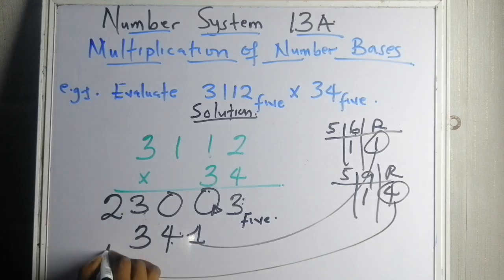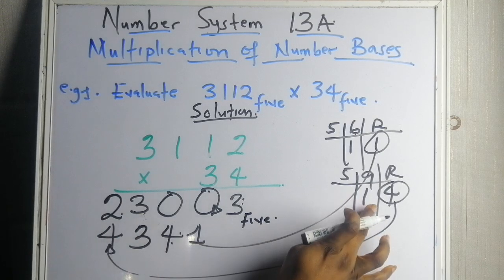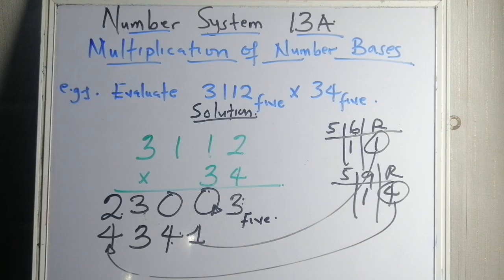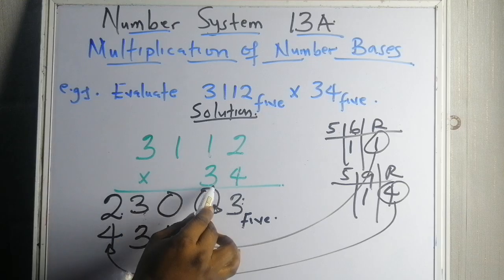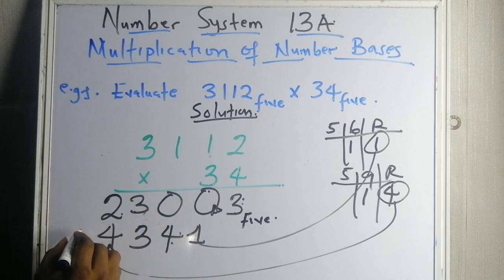I will come and write my answer here. 4. So how many times? 1. I'm keeping that what? 1. So that 1 that is remaining here, nothing is here, nothing is here. 3 times 0 is 0.